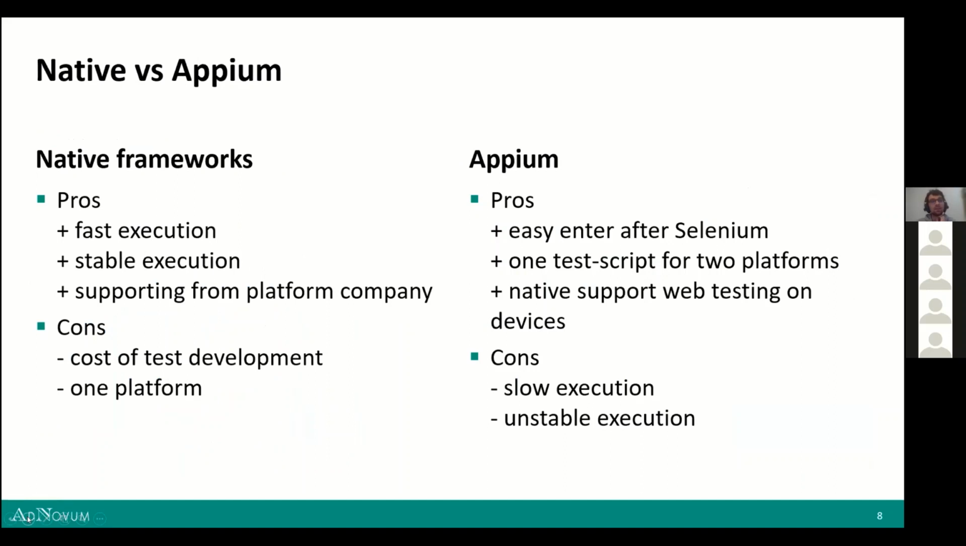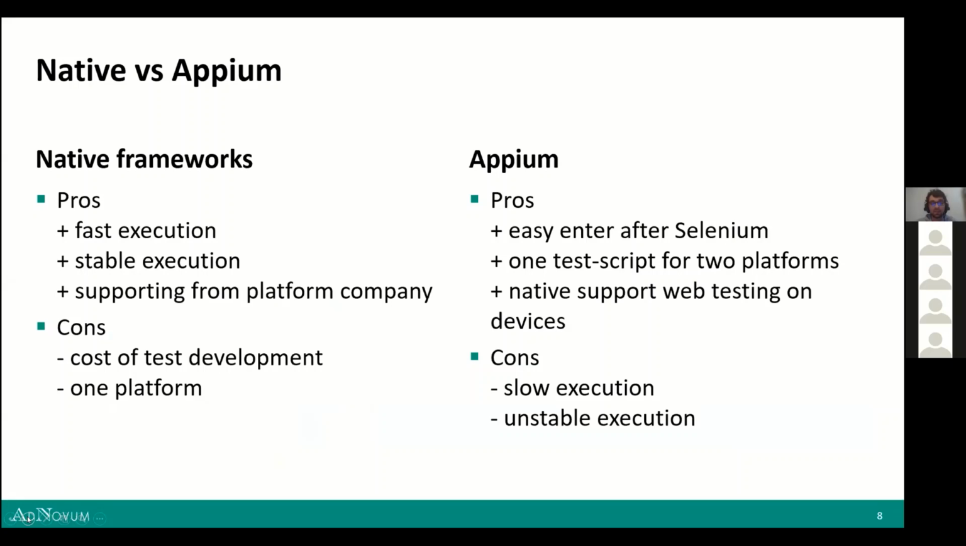And what are the pluses of the native frameworks? First of all, it is fast and stable execution, because it works only with our application. It doesn't have internal services, so we don't have problems with execution or stability. And also it is supported by the platform company, because Espresso is a product of Android, and XCUITest is for iOS, and they are supported by these companies.